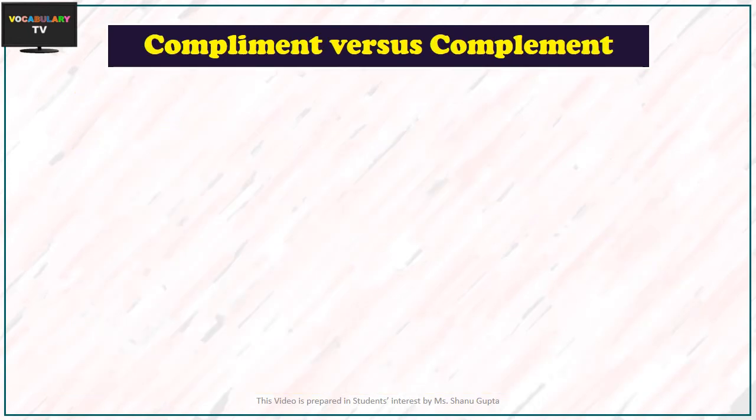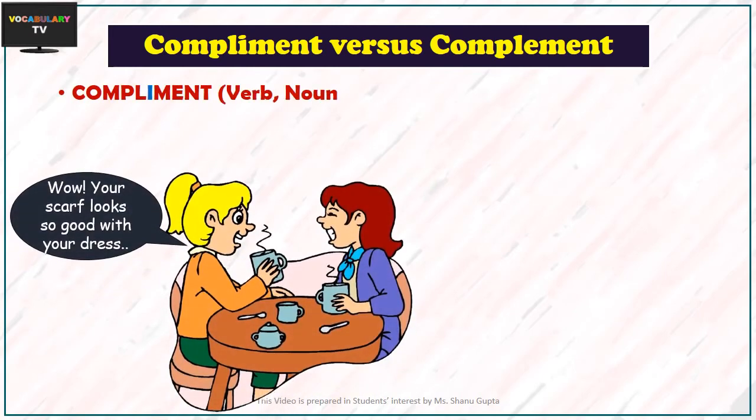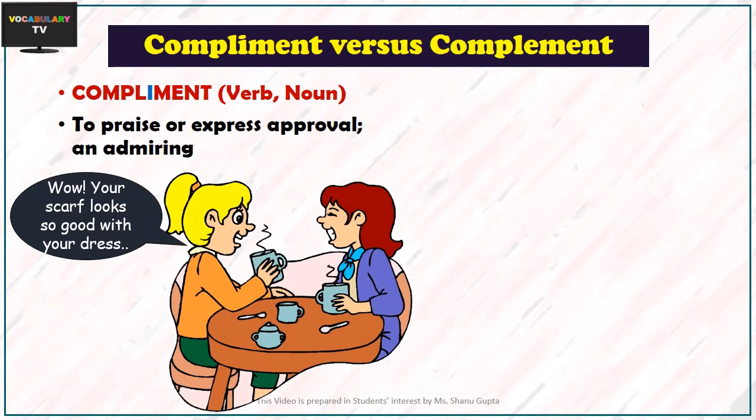Then we have the words compliment and complement. This pair is an easy one. A compliment is an admiring remark for someone. When you pay a compliment to someone, you are praising that person or expressing approval for something he or she did. Like, look at this girl telling her friend that her scarf looks so good with her dress. She is paying a compliment to her friend.